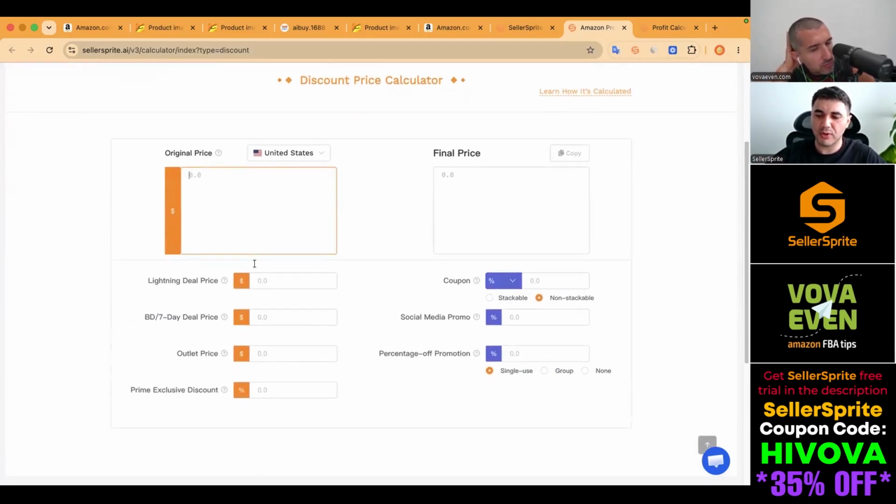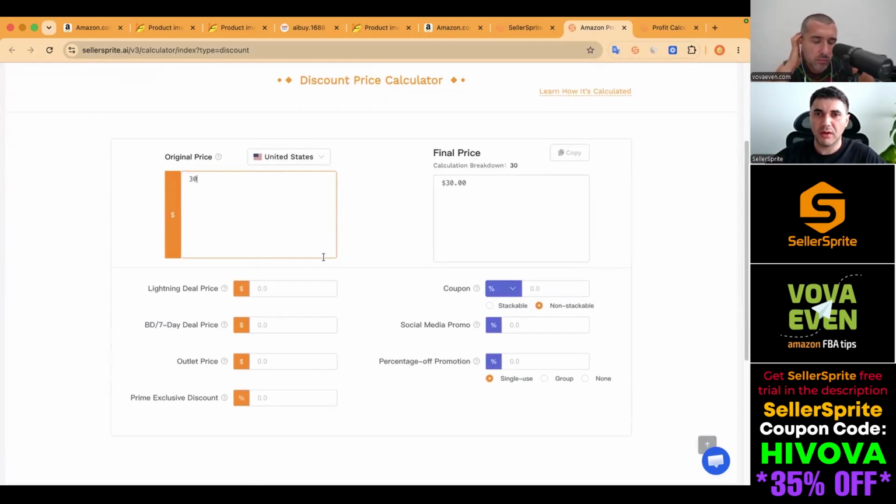Like, let's suppose your price is $30. So our price is $30. If you put in your lightning deal, maybe it's 25, then the final price will be 25. And if you have any coupon, maybe one with 10%, then here is $22. The final price will be $22 for the customer.